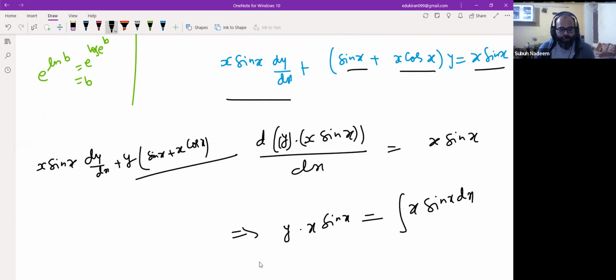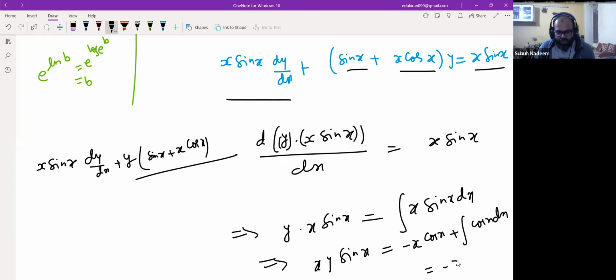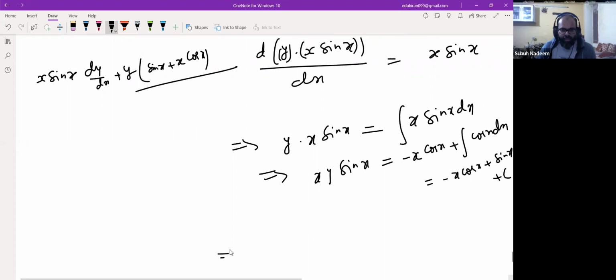Yes, sir. Okay. So this will be xy sin x, and here you will again apply integration by parts. So x sin x: x into minus cos x, that is first function into integral of second. Then it will become plus integral of cos x dx. This will become minus x cos x plus sin x plus c. So finally what you are getting is xy sin x is equal to sin x minus x cos x plus c. So you can check the answer.